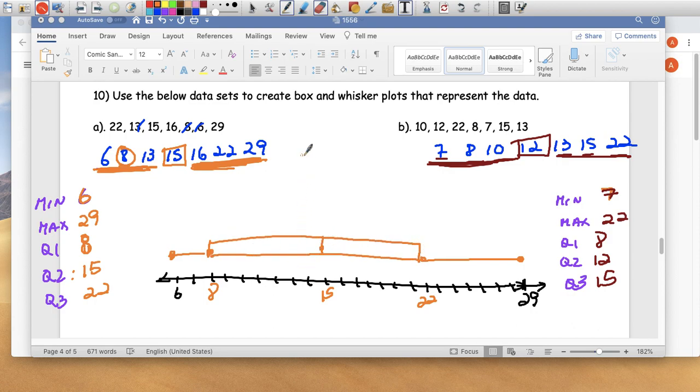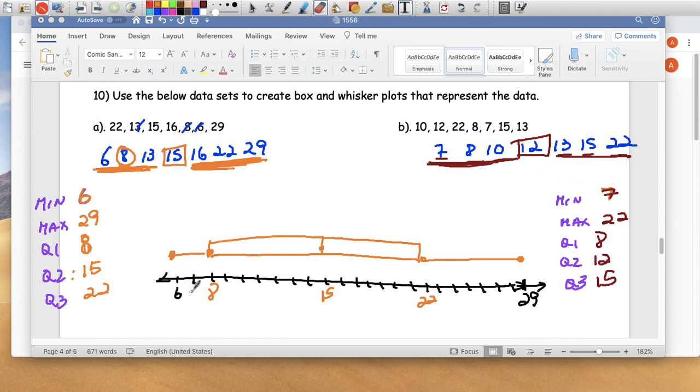Right? And if you want to, you can write 25%, 25%, 25%, 25%, so you know that each of those parts are measuring in terms of quartiles. And then in red, I'm going to put the other box plot.